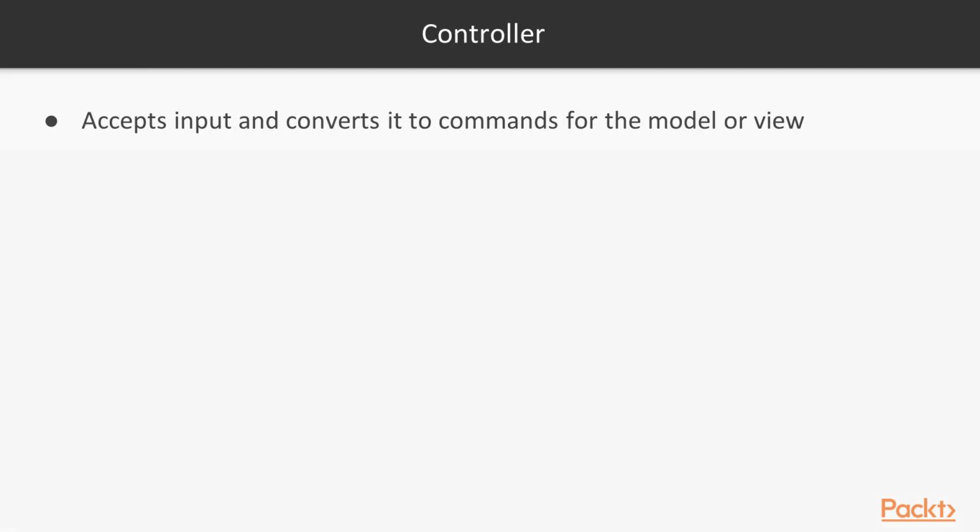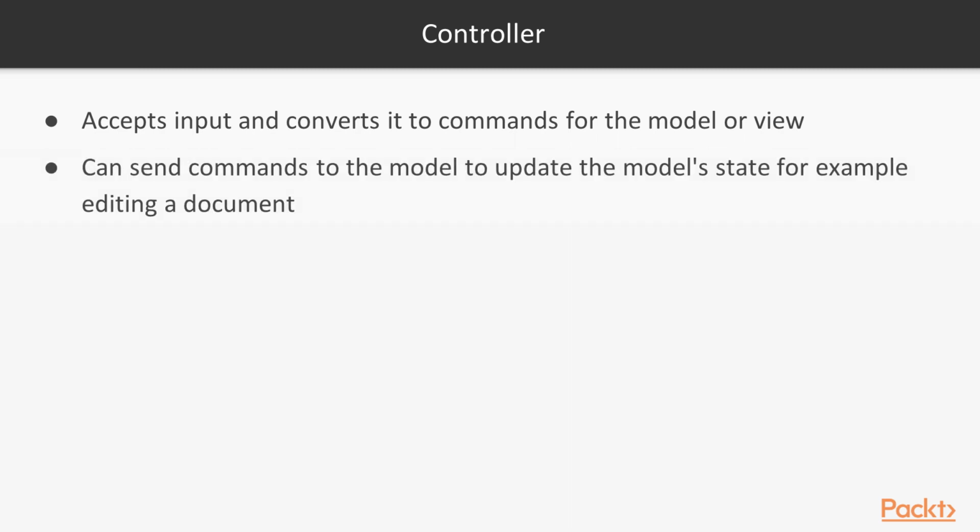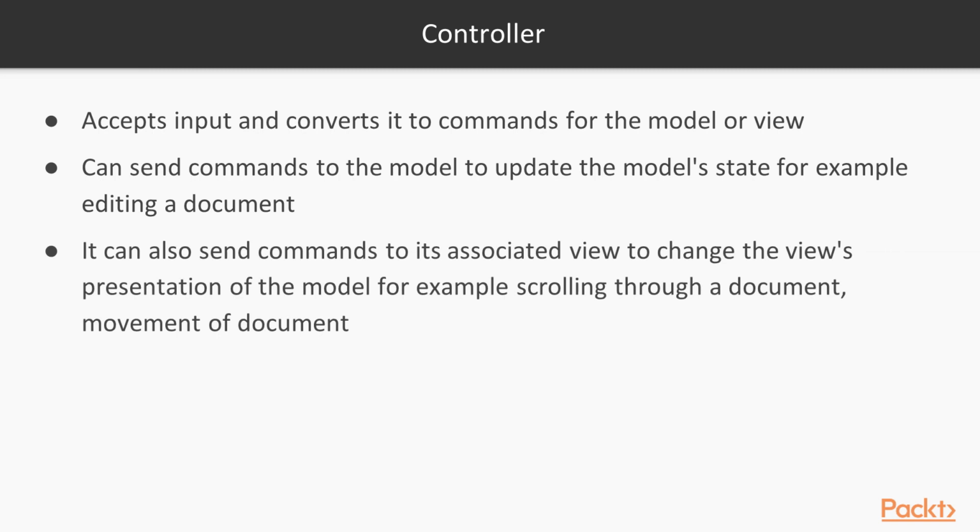Controller accepts inputs and converts them to commands for the model or view. And it can send commands to the model to update the model state. For example, when the user is editing a document, it can also send commands to the associated view to change the view's presentation of the model. For example, scrolling through a document, movement of the document, or something like this.